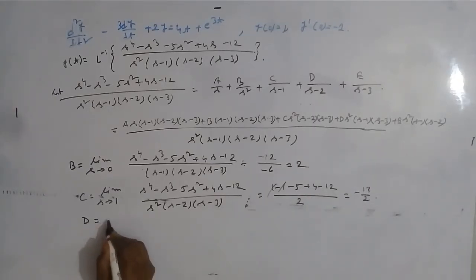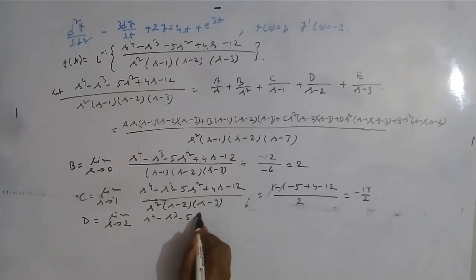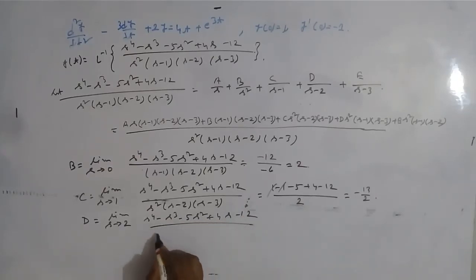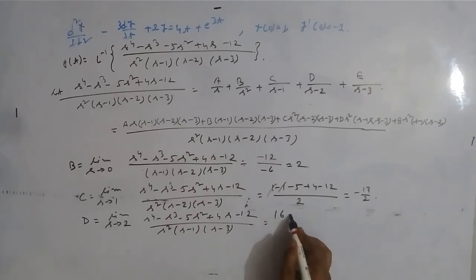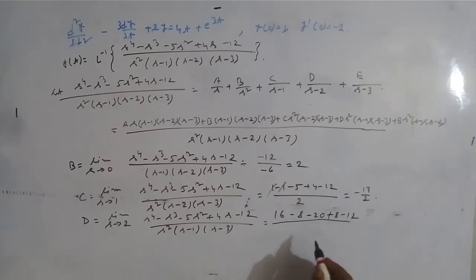Now d equal to limit s tends to 2, s to the power 4 minus s cube minus 5s square plus 4s minus 12 by s square into s minus 1 into s minus 3. So it will be 2 to the power 4, that is 16 minus 8 minus 20 plus 8 minus 12, and that will be, no, this will be 8.